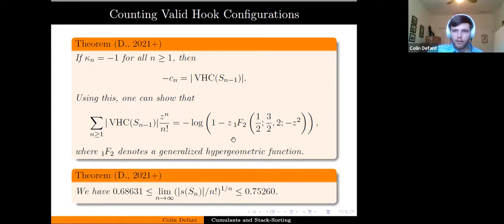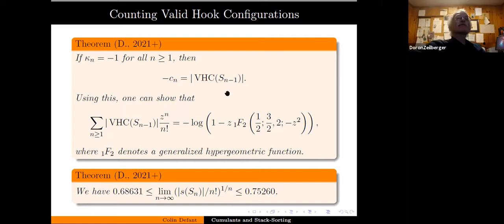Probably if you search valid hook configurations, it would be there. Alternatively, if you go to my paper, Troops, Cumulants, and Stack Sorting, I do mention the OEIS number, I think. I mentioned several OEIS sequences there, and I can't remember if I mentioned this one. Colin, I know you're a regular contributor, so good.